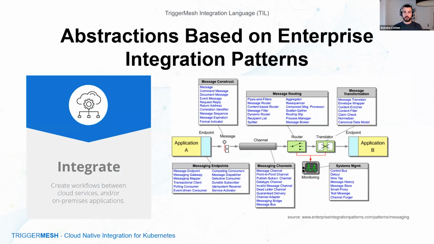So we like to think about the TriggerMesh integration language not as an alternative syntax for writing verbatim Kubernetes API objects. We're not trying to replace YAML with something better or something different, but rather create a collection of abstractions which are inspired by enterprise integration patterns. So to quote the authors, Gregor Hohpe and Bobby Woolf, this is a collection of integration patterns to establish a technology-independent vocabulary and visual notation to design and document integration solutions.